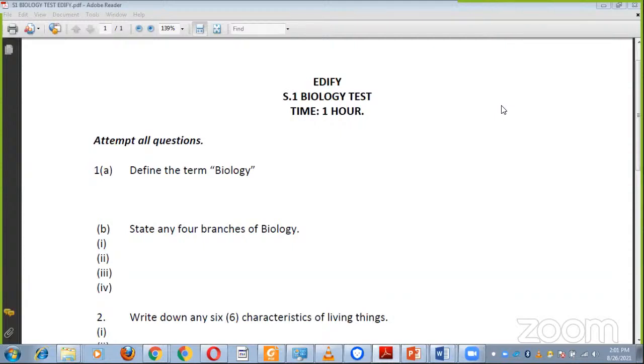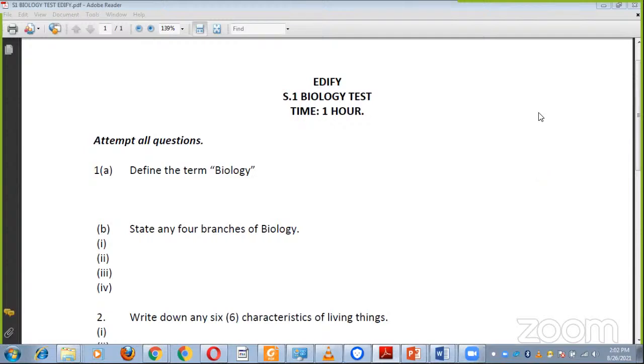Rita, do you have another alternative? Yes, teacher. Can you hear me? I can hear you, Rita. Biology is the branch of science which deals with the study of life. Okay, thank you very much, Rita. It's about studying life. Melissa, do you have a different alternative? Biology is a branch of science which deals with the study of living things. Okay, we're calling them living things.